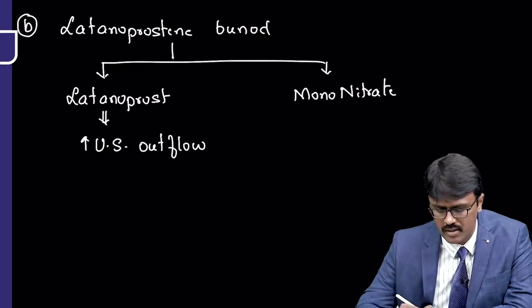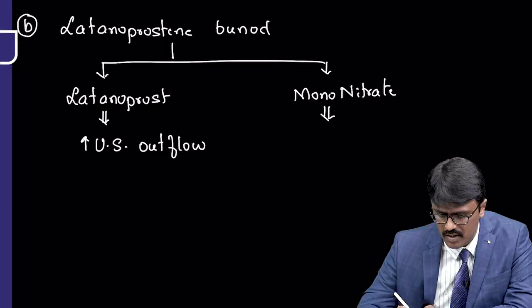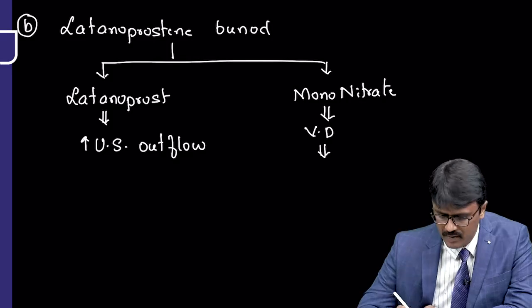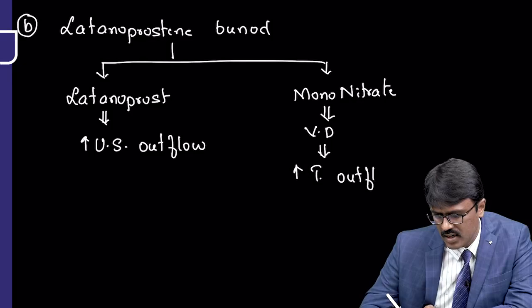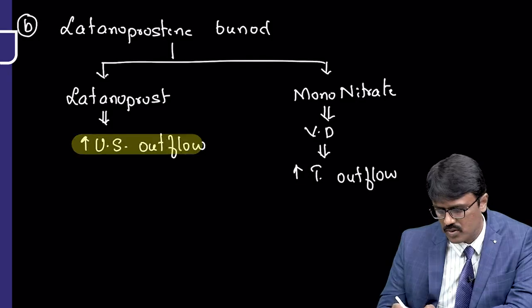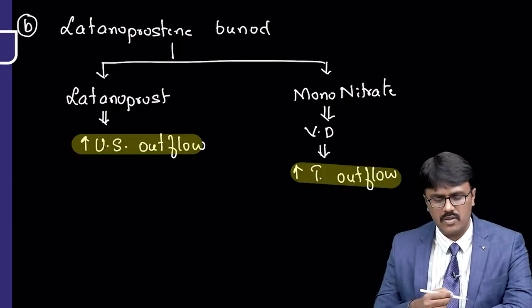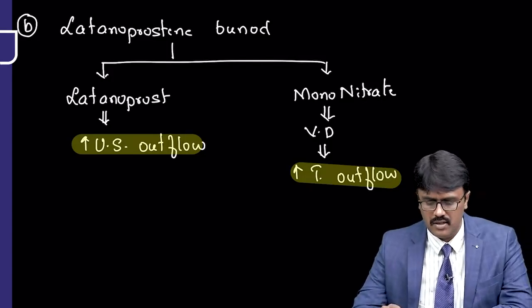And the mononitrate is called butanediol mononitrate. You know that nitrates are vasodilators. They cause vasodilation in the trabecular area, and that will increase the trabecular outflow. So the advantage of this new drug is it can increase both outflows. The name is latanoprostene bunod. So we understood the newer drugs.